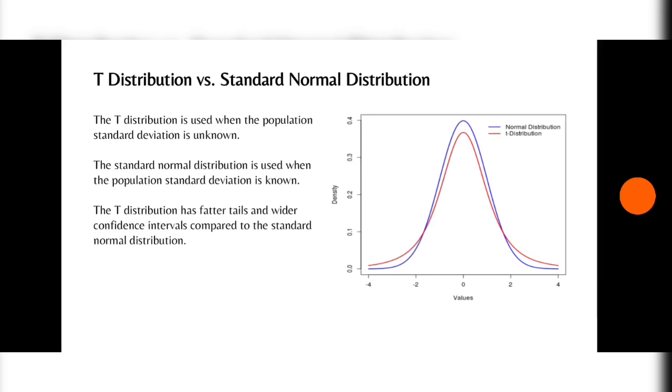Next, we see the t distribution versus the standard normal distribution. The t distribution is used when the population standard deviation is unknown. The standard normal distribution is used when the population standard deviation is known. The t distribution has fatter tails and wider confidence intervals compared to the standard normal distribution.